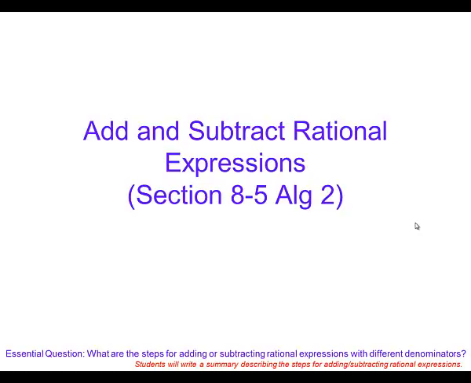So we're going to start super easy with common denominators. Then we're going to work all the way up to the point where we actually put the adding and subtracting together with the dividing that we did on Friday. So the last couple are a little bit uglier, but these first few should be really easy.